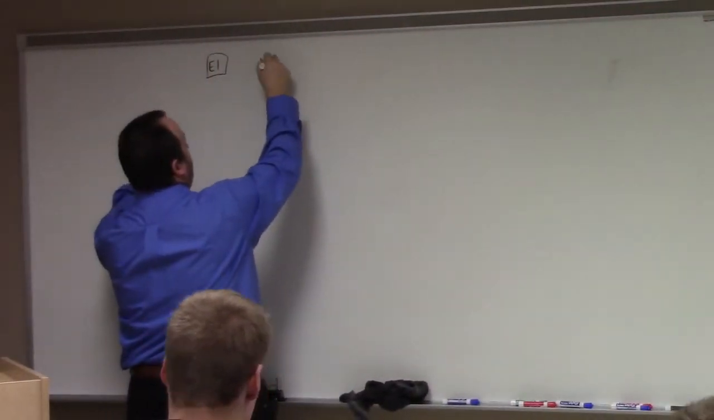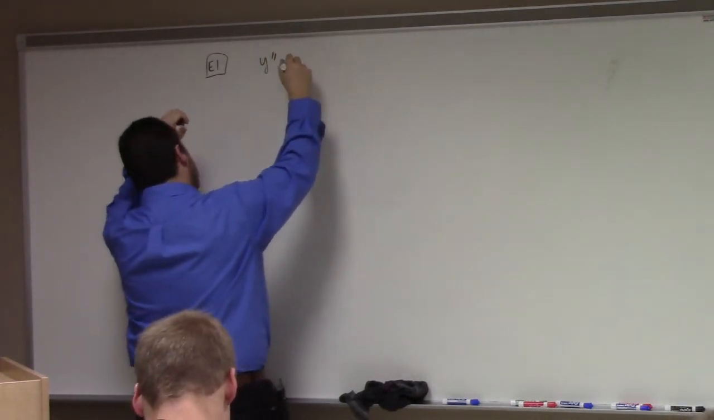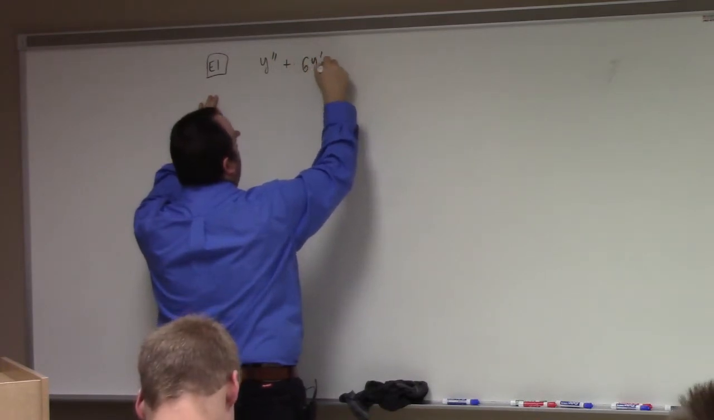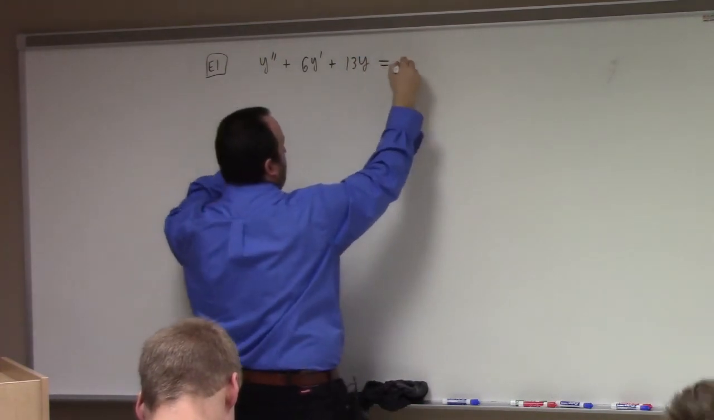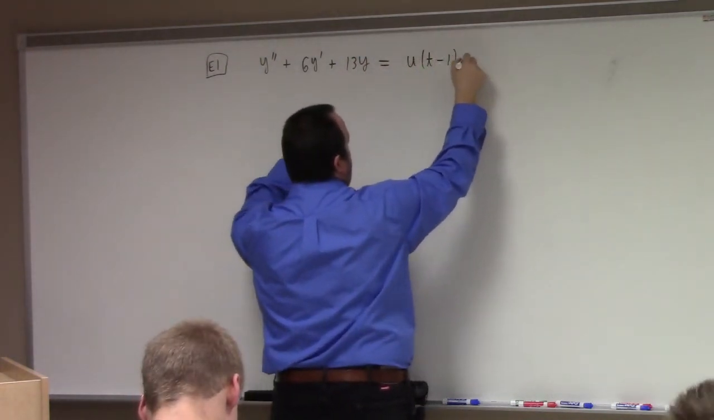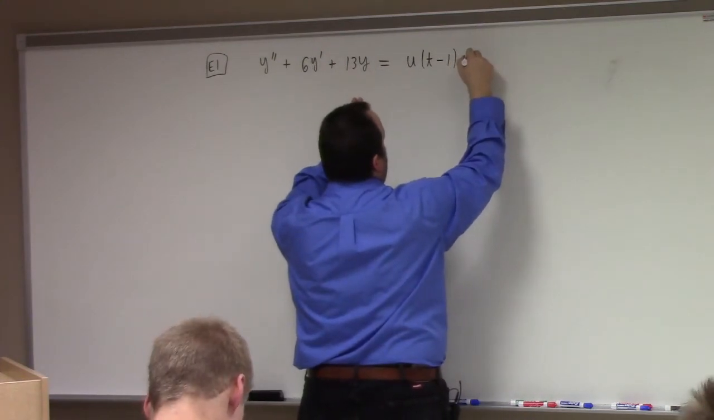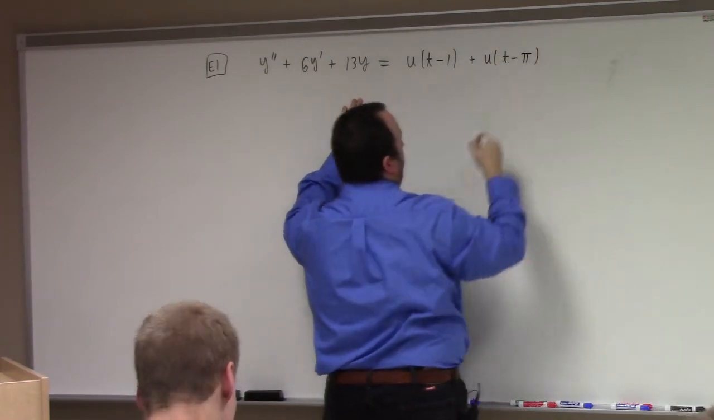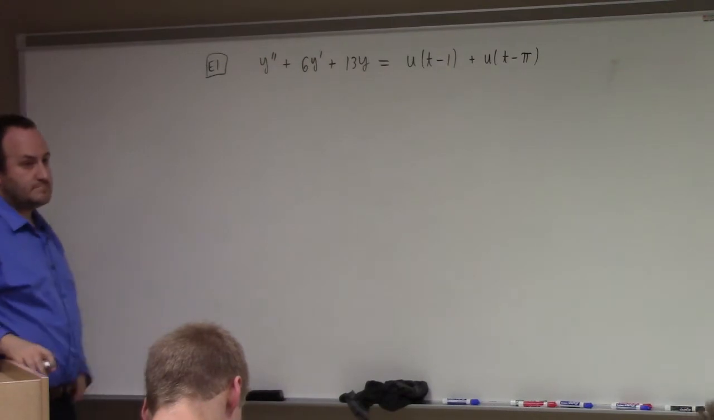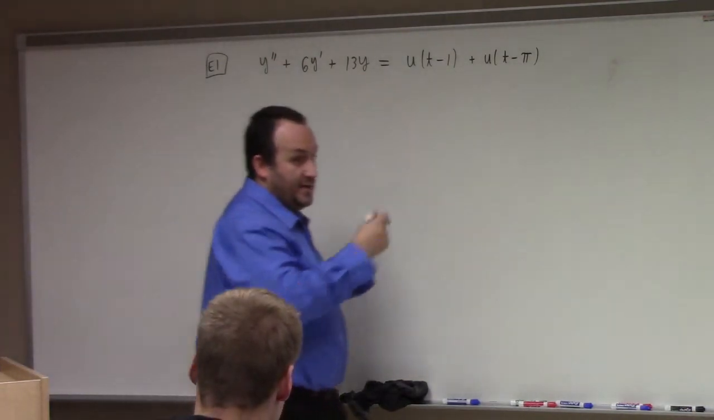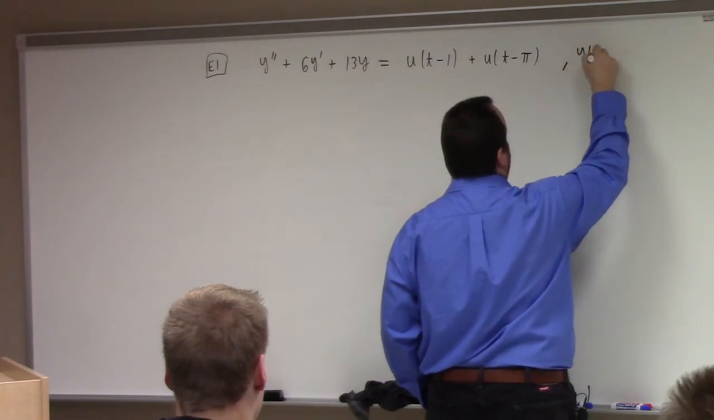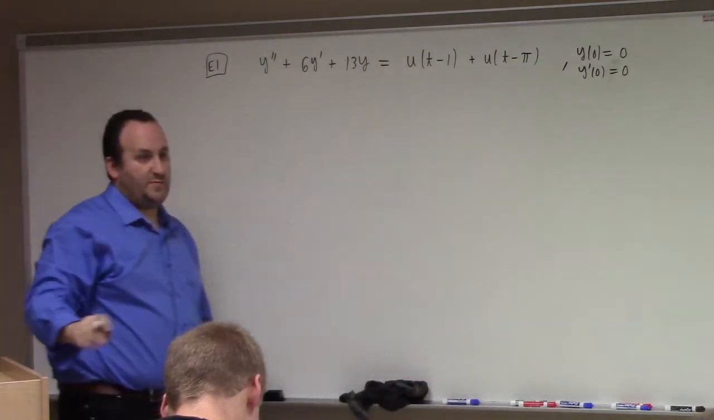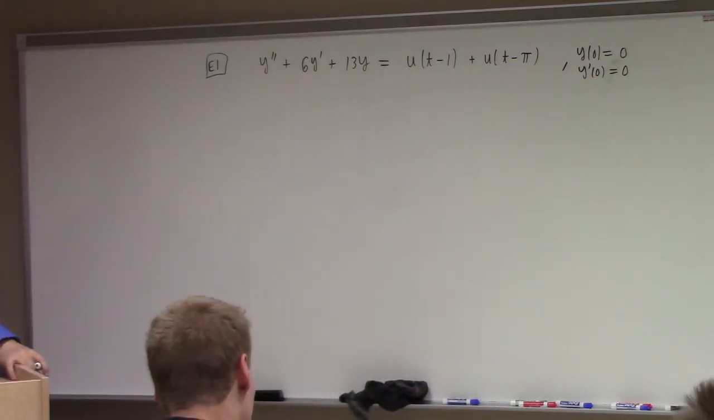So let's solve y'' + 6y' + 13y = u(t − 1) + u(t − π). And I'll keep things relatively simple here. We'll assume that y(0) is 0 and y'(0) is 0. That will simplify our lives a little bit. So we want to solve this initial value problem.